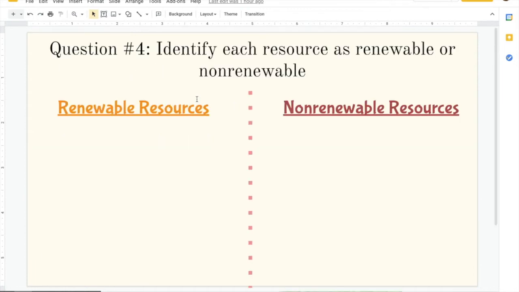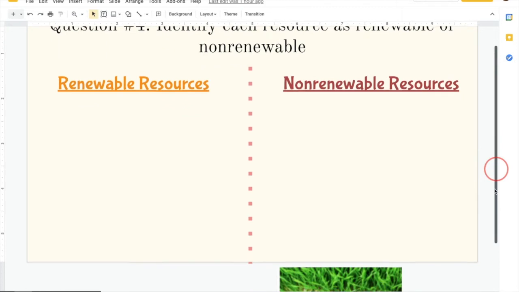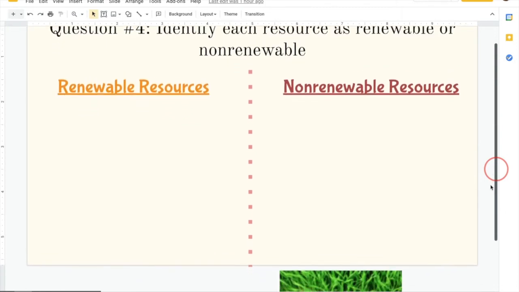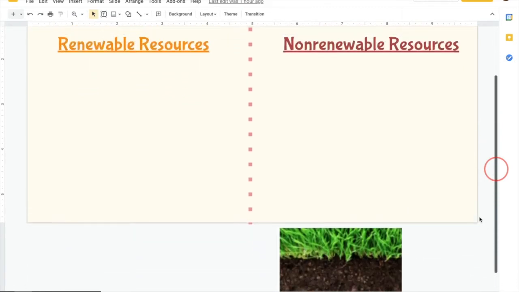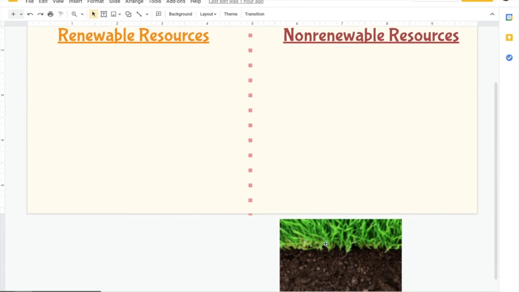Let's go to question 4. Question 4 asks us to identify each of the resources as renewable or non-renewable. So I'm going to scroll down a bit. If it is renewable, we're going to click on the picture and drag it to the left side. The left side, we are putting renewable. On the right side, we are putting non-renewable. Let's start with the first one. The first one is soil. Is soil renewable or non-renewable?